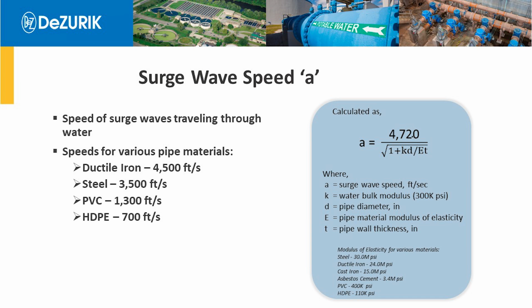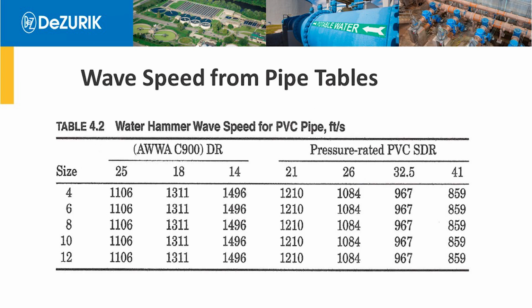So without doing any calculations, we can obtain wave speed if we Google on the internet the type of pipe we're using, the diameter and pressure class. Most pipe manufacturers will publish their water hammer wave speeds, and you see a table here for PVC pipe. So we don't even have to do a calculation to determine wave speed. So why do we need the wave speed? The wave speed allows us to estimate the surge pressure in the pipeline.